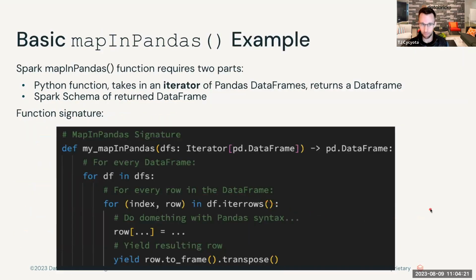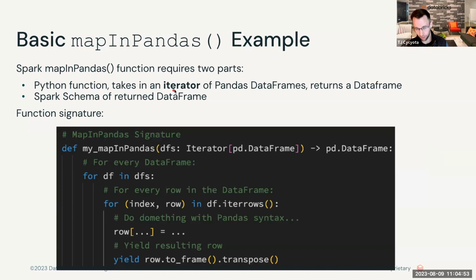What does a basic MapInPandas function definition look like? I'm going to walk through the function definition, or the signature for it, and then we'll go through a really basic example and then move to a more sophisticated example. The premise is it's a normal Python function. You define it with a def statement. So define your function name, and then a colon at the end. And what it's going to take as an input is an iterator of pandas data frames. So this is a new concept.